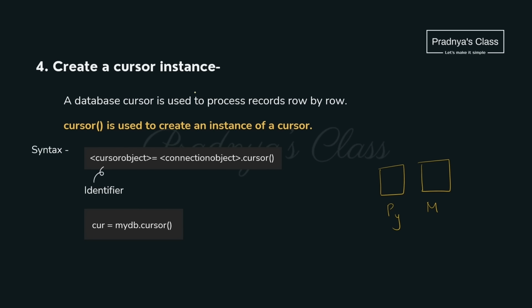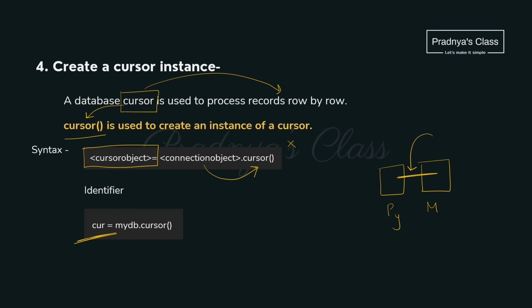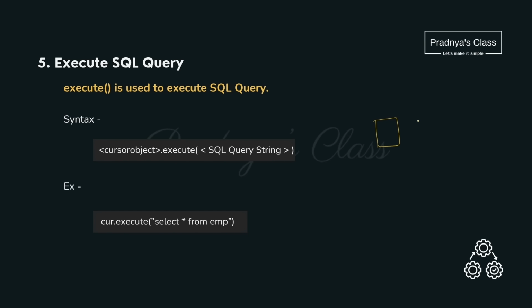Now let's move ahead. We need one cursor which will process the records row by row. For that we are going to use the cursor function. Obviously this cursor function will work on the connection object. So look at the syntax: connection object dot cursor. It doesn't take any parameter. With that we are going to create one cursor object. Let's give it the name cursor. The connection got established and we are ready to process the records too.